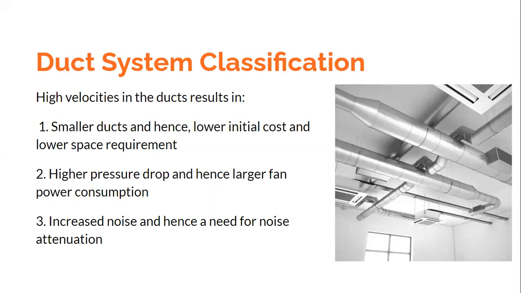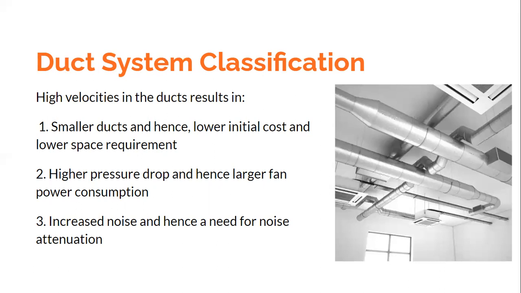So increased noise, and if you have increased noise, then we need to make sure that this noise is attenuated, meaning that the noise is reduced, damped. We need to make some arrangements, which is called acoustics, so that there is no noise disturbance in the space to be conditioned. So that puts in additional cost. So the higher the velocities, the more would be the noise. This is how the velocities would impact the selection of the ducting system.